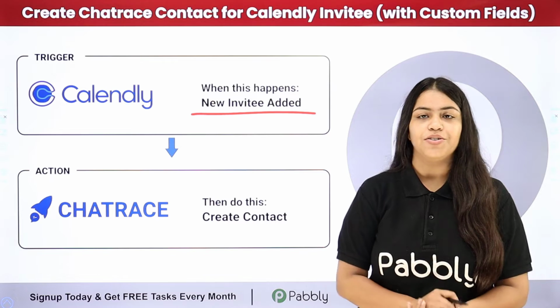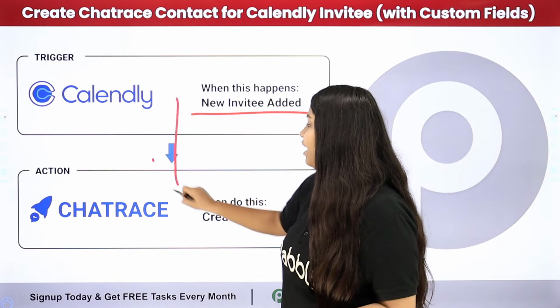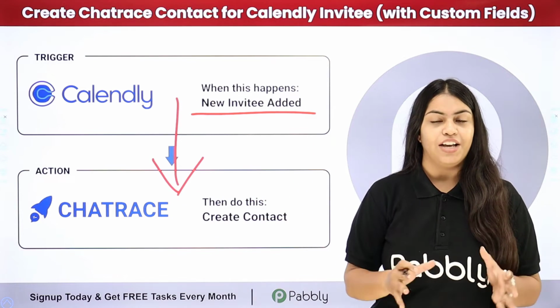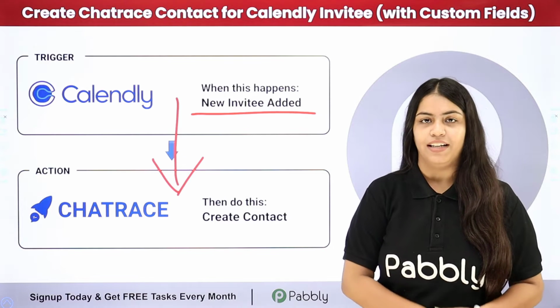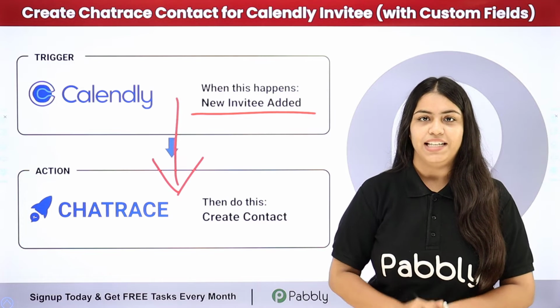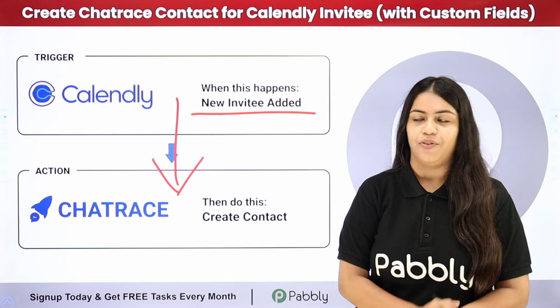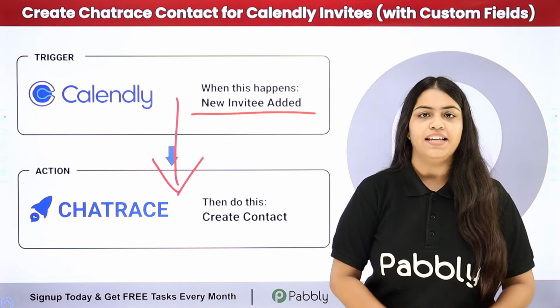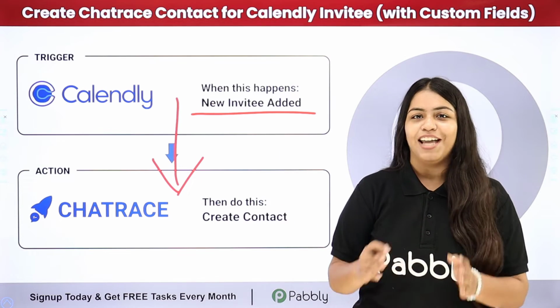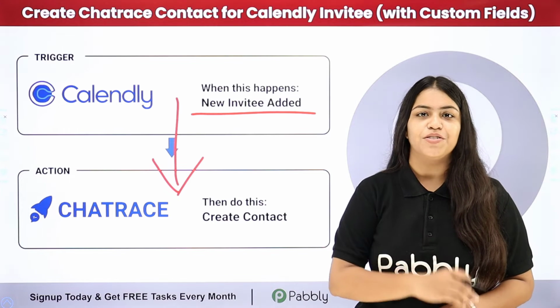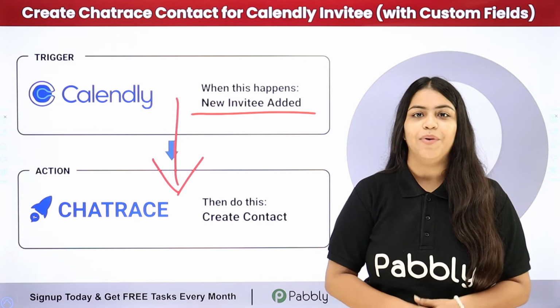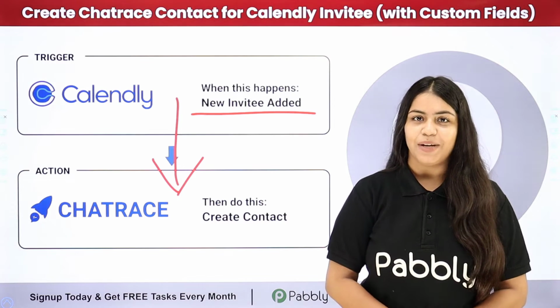So to do this, we are going to create a connection between Calendly and Chatrace. To create this connection without knowing any programming or coding language, we are going to use Pabbly Connect. It is an amazing automation software. So I'm going to do all of this so that I can convert my potential buyers into paying clients. So do you also wish to learn this process step by step? Then let me take you to my computer screen.